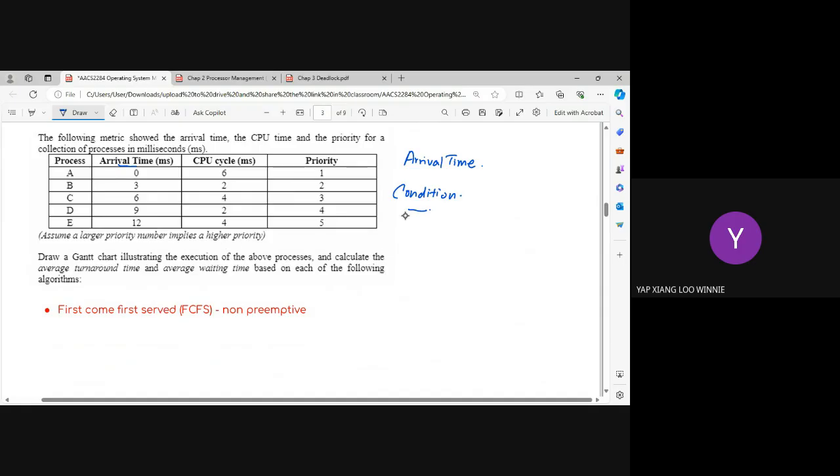So look at the arrival time first. The reason I mention arrival time is that some students, when doing shortest job or shortest remaining time, directly look at the CPU cycle with the shortest value, like 2. But process B having a CPU cycle of 2 is short enough, yet it arrives at millisecond 3, which means the first job you draw in the Gantt chart shouldn't be B. That's the case where you have to look into the arrival time and condition.